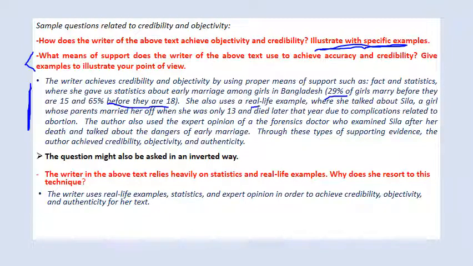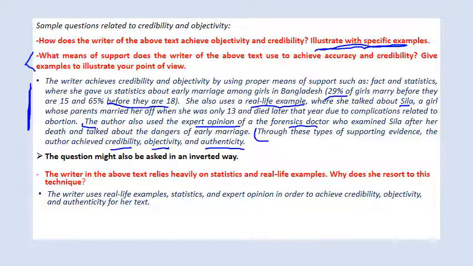She also uses a real-life example of a girl called Sila who died after having an abortion and miscarriage, and then the author used the expert opinion of a forensics expert who examined Sila. Okay, now the final part of your answer, though through these types of supporting evidence, the author achieved credibility, objectivity, and authenticity. You have to write those three in order to have a perfect answer.